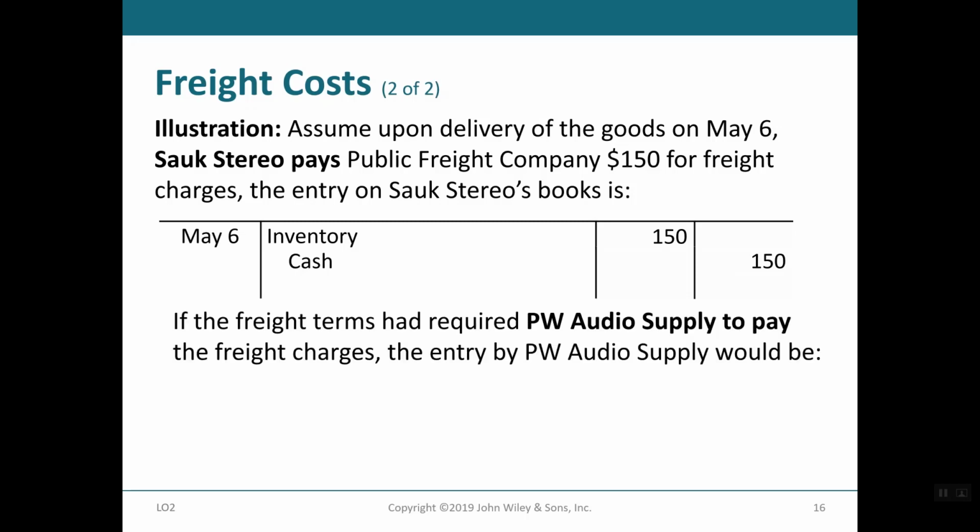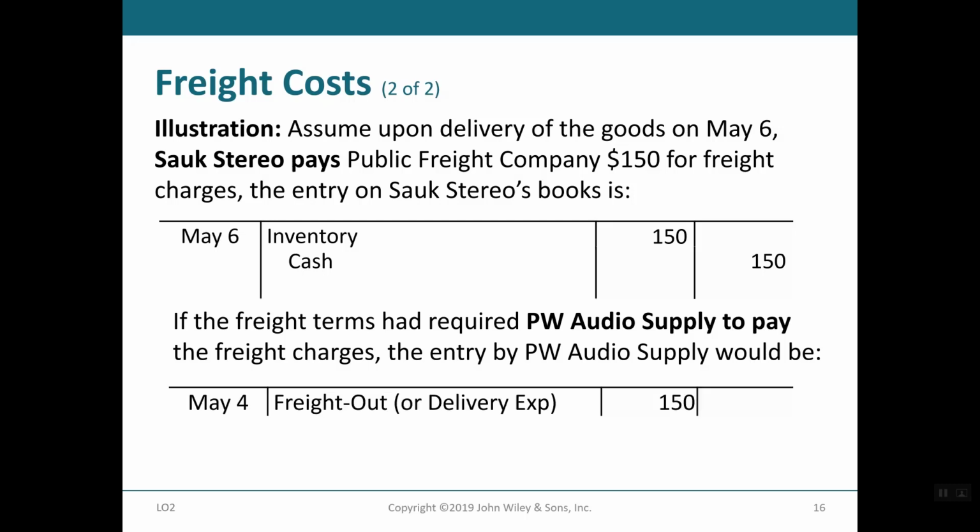If the freight terms had required PW Supplies to pay the freight charges, the entry by PW Supplies would be, let's look at the difference. Freight out 150, because that's an expense to the seller. And we say when there's an increase in expenses, we debit. Okay. Cash 150, because that's a decrease in asset for the seller. Once the seller incurs the cost for the freight, it is an operating expense for the seller.